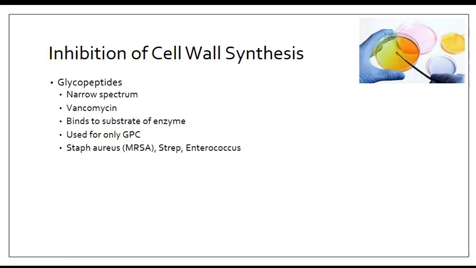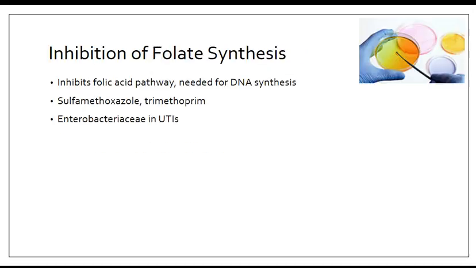Okay, also glycopeptides, this is like vancomycin, and there's more in these groups. You don't have to learn them all. Vancomycin is a narrow spectrum. It's only used for gram-positive cocci and usually MRSA, strep, and Enterococcus only. To inhibit folate synthesis, the trimethoprim is used, trimethoprim sulfa or any sulfa drug, and these are used for Enterobacteriaceae in urinary tract infections.